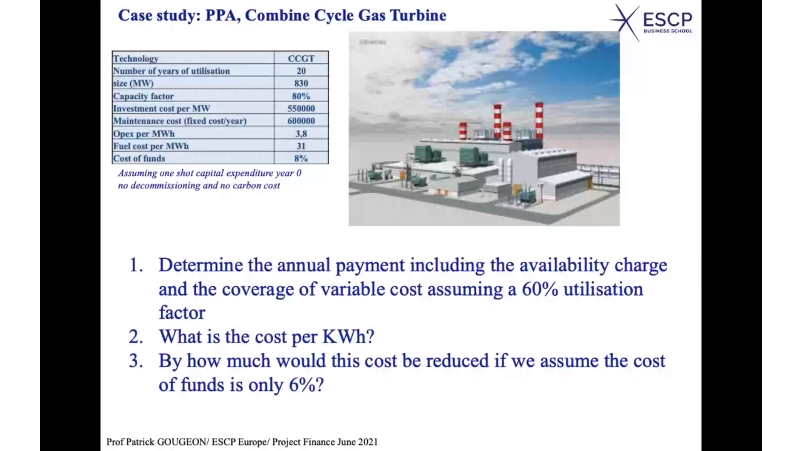CCGT stands for combined cycle gas turbine. Number of years of utilization, 20 years. Size in megawatt, 830 megawatt, which is quite common for this type of plant. Okay, you can see that it is much, much bigger than what you can have with wind turbines. Capacity factor 80%. It means that you can use the plant 80% of the time.